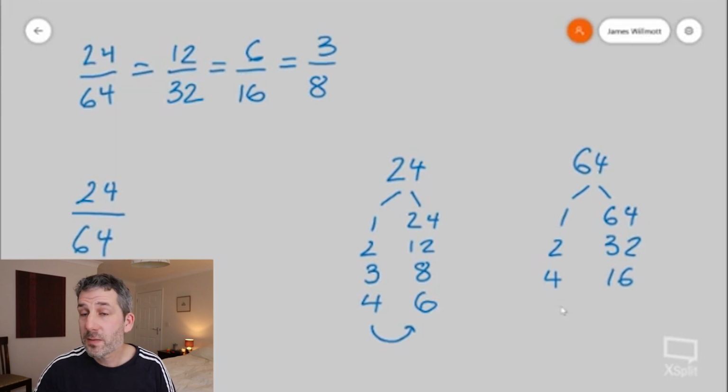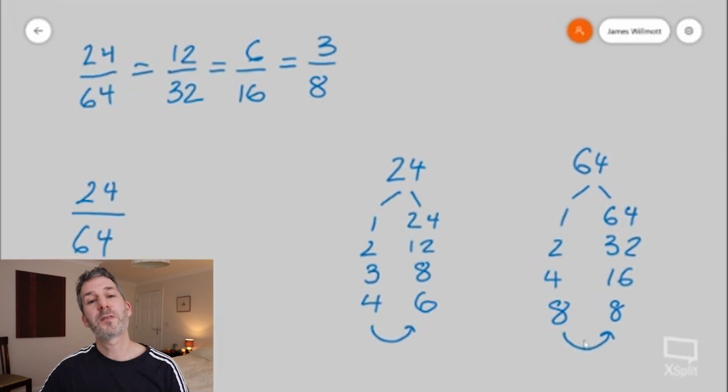It's not in the 6 times table. It's not in the 7 times table. It is in the 8 times table. I can do 8 times 8. And I've hit that sort of point where I'm looping back on myself, so I know that I've listed all the possible factors of 64 there.